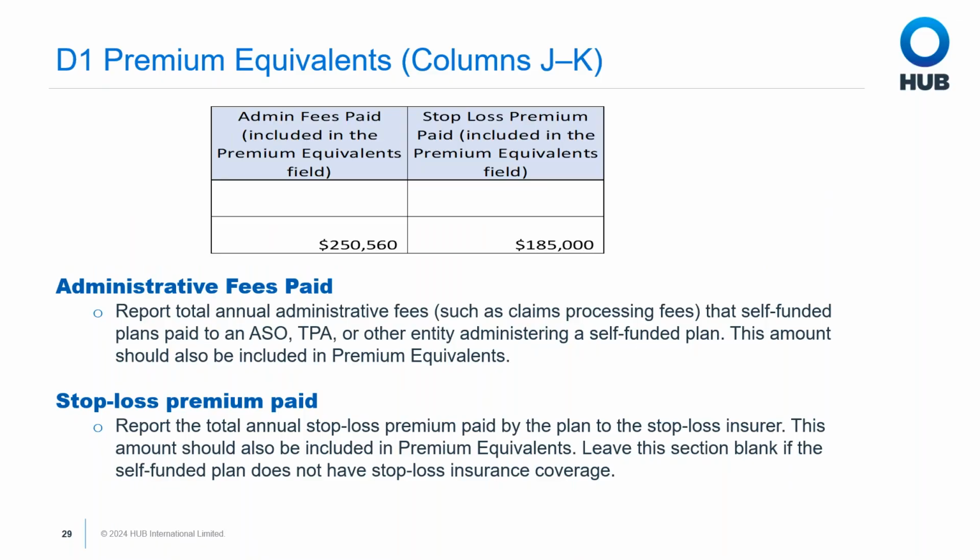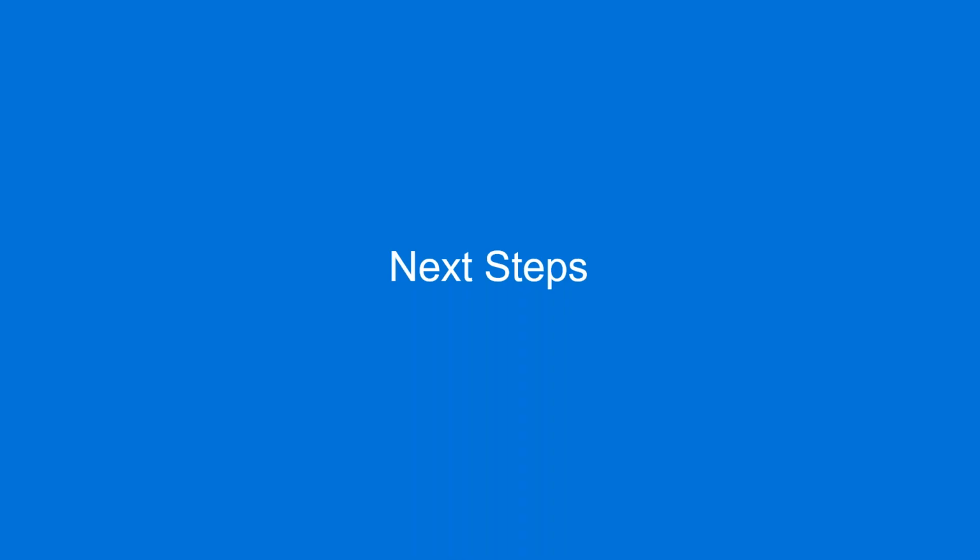The administrative fees are reported to identify the total fees paid to a third-party administrator, a TPA or an ASO vendor administering your self-funded plan. And the stop loss premium paid is only if you offer stop loss coverage, either for aggregate or specific. You would enter the total premiums paid to that stop loss carrier for 2023.